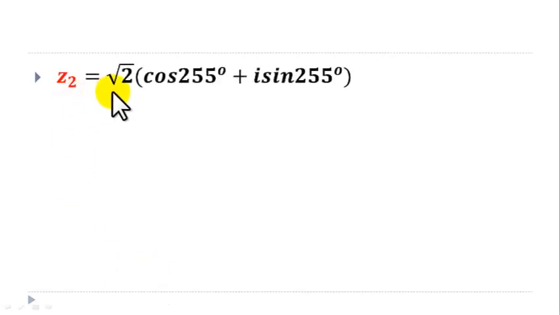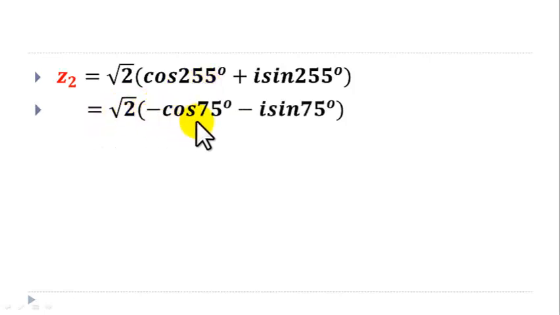So next, for k equals 2, we have z2 equals root 2 into cos 255 degrees plus i sin 255 degrees. 255 is an angle in the third quadrant. Cos is negative in the third quadrant. Sine is also negative in the third quadrant. To find the trig ratio for an angle in the third quadrant, we have to subtract 180 from the given angle. So that is root 2 into minus cos 75 degrees minus i sin 75 degrees.